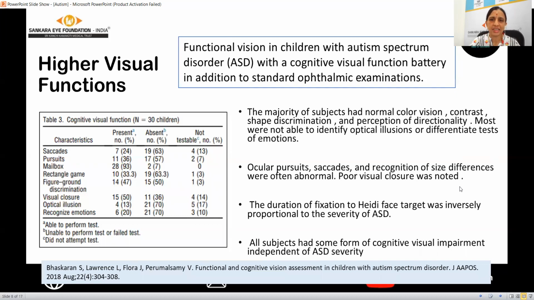So they concluded by saying that all subjects of ASD have some form of cognitive visual impairment independent of the ASD severity. That means even if the child has a mild ASD, they definitely have cognitive visual impairment, and thus the need for cognitive visual testing in these children with ASD.